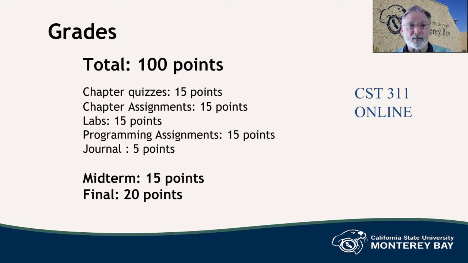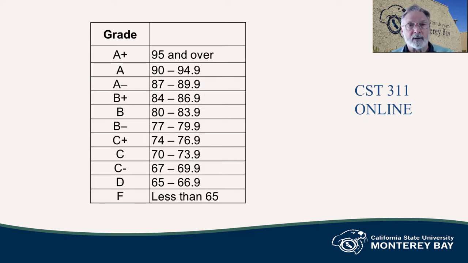Grading is based on a 100-point scale. The chapter quizzes, chapter assignments, labs, programming assignments, plus the midterm are worth 15 points each. The final is weighted a little higher at 20 points. The journal makes up the final 5% of your grade. Here's a letter grade breakout.